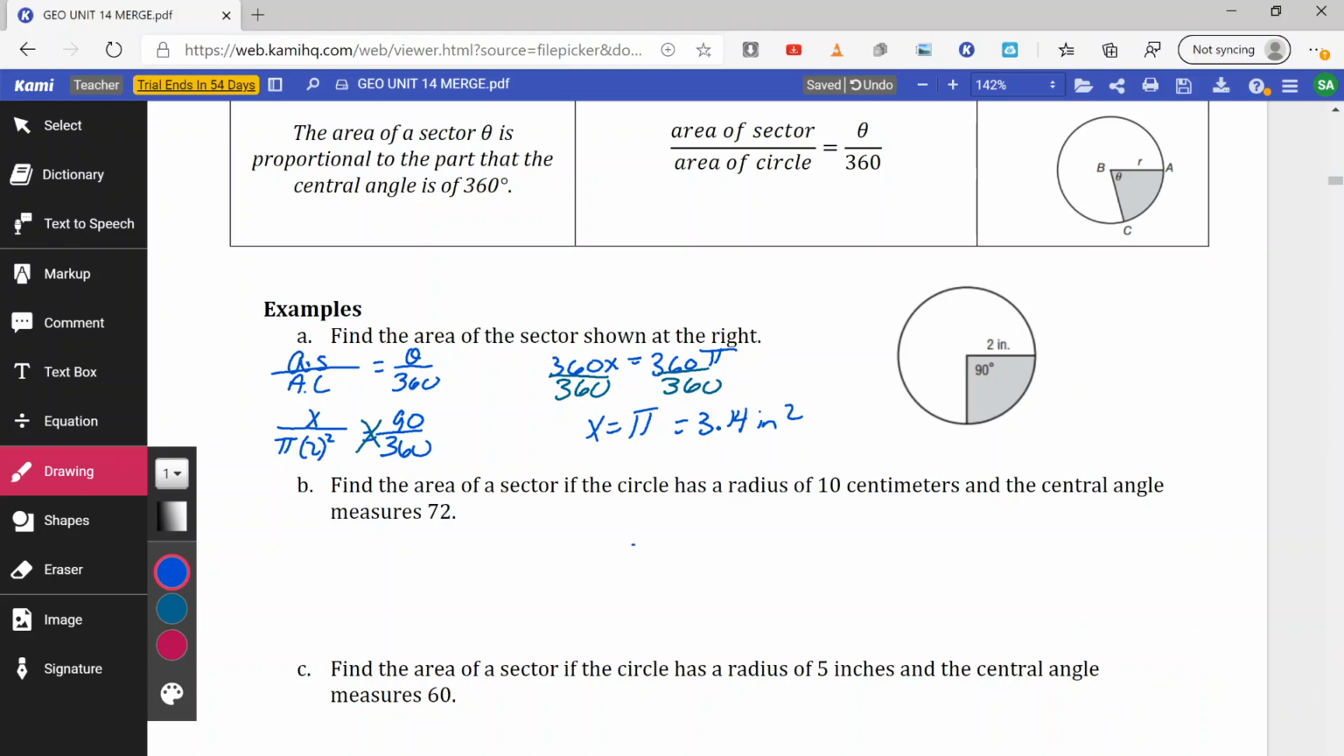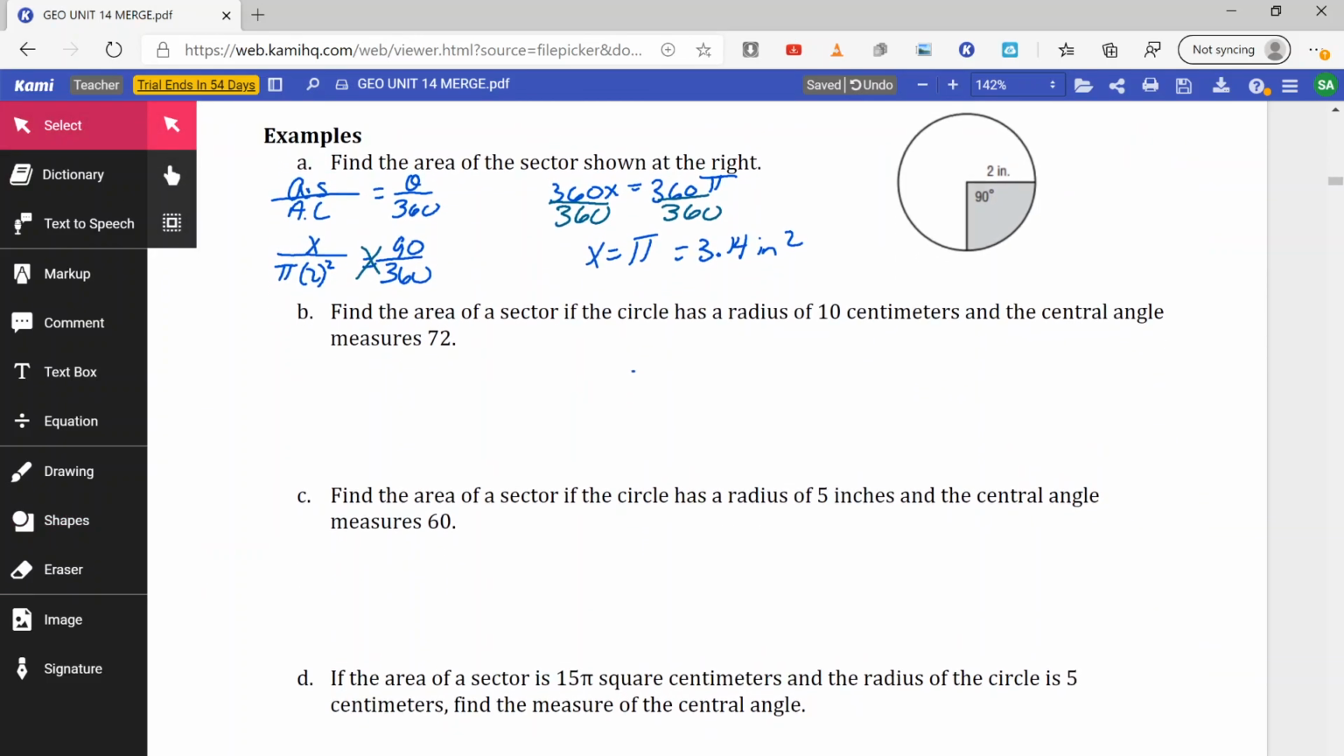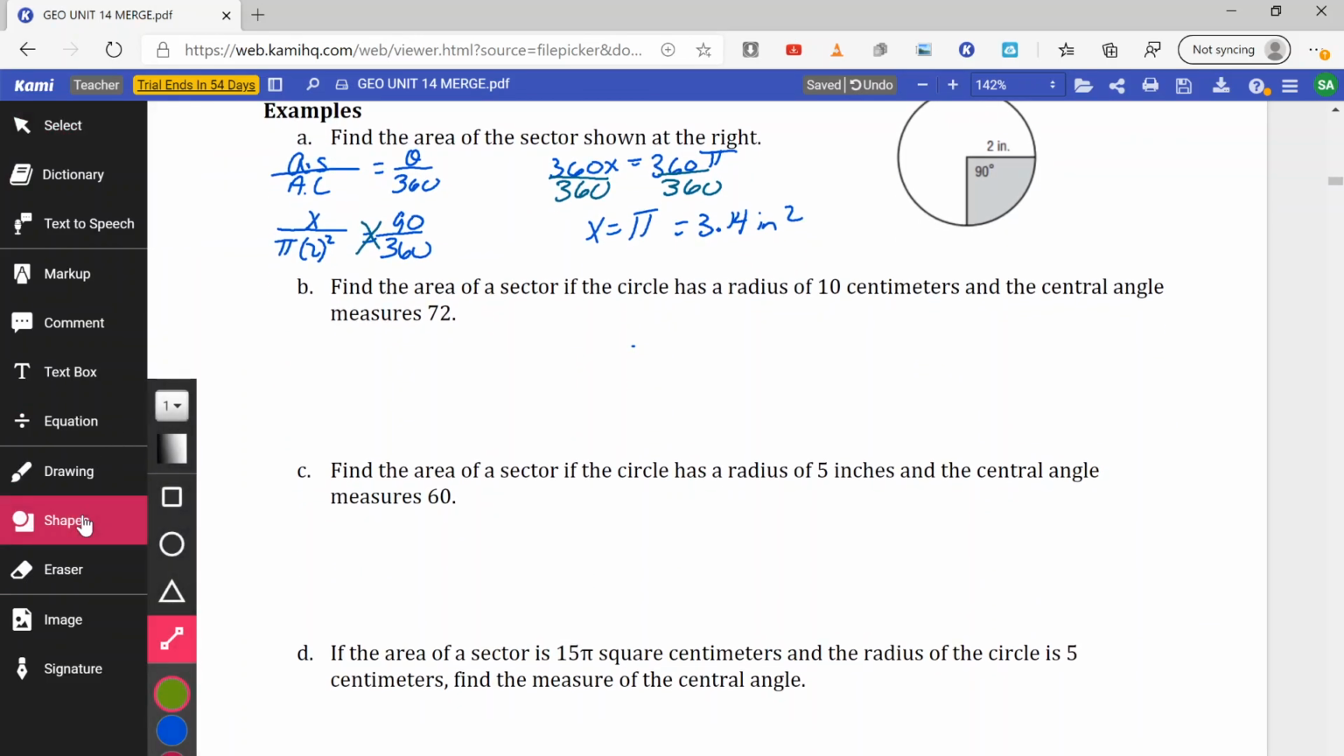Now let's say we want to find the area of a sector of a circle if the radius is 10 centimeters and the central angle is 72. So the first thing we would like to do is draw a picture so that we have an idea. So here we have a circle. We have a radius of 10 and a central angle of 72.